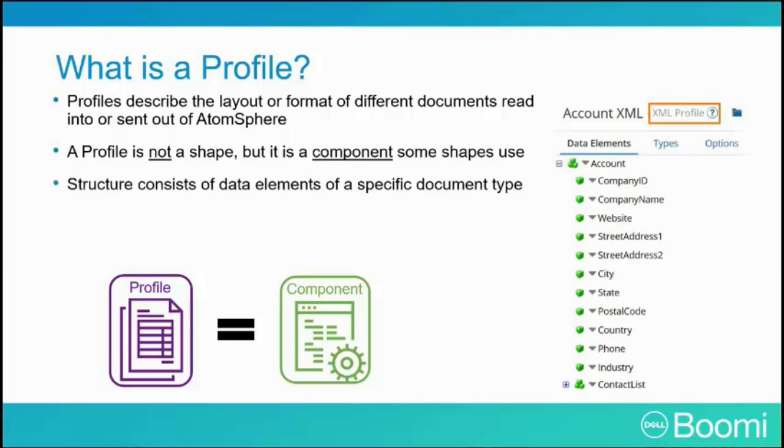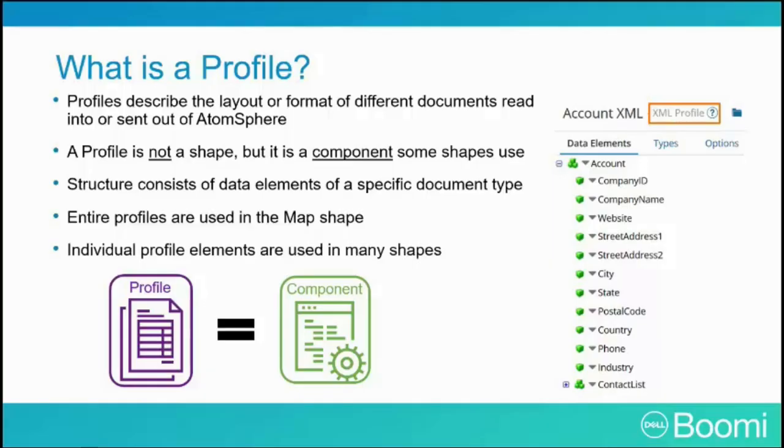The structure of each profile consists of data elements of a specific document type. The example on this slide is an XML profile. Maps use profiles. To map an XML document to a flat file, set one profile to match the XML file layout and the other profile to match the flat file. You can use individual profiles when inspecting the document data. Individual profile elements are commonly referenced as parameters for decision, cleanse, program command, message, route, document properties, and exception shapes.